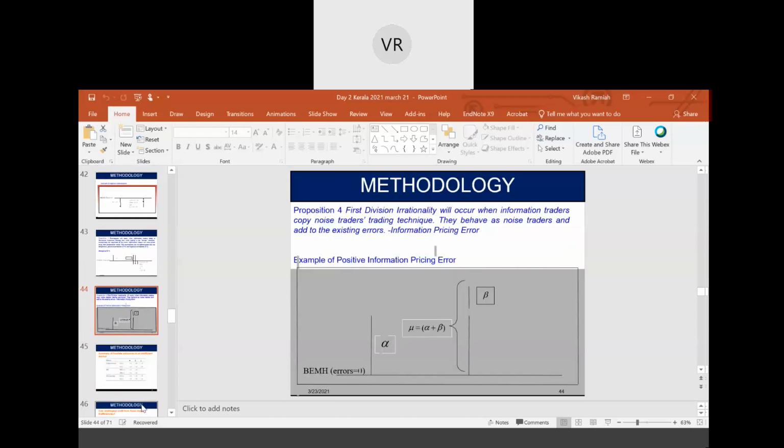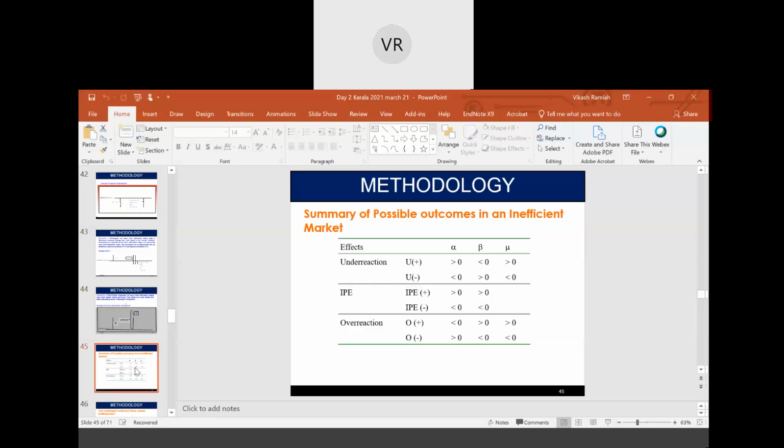Then if you have an error and noise traders know, okay, I give up, it's Bitcoin, I can't fight Bitcoin, Bitcoin keeps increasing, I need it in my portfolio for diversification purposes, I'll buy it. So here we go, information traders making a mistake themselves and joining noise traders. When this happens, I call it positive information pricing error. So here we've got a set of conditions that we can apply. If these conditions are met, we do have overreaction, underreaction, and information pricing error.